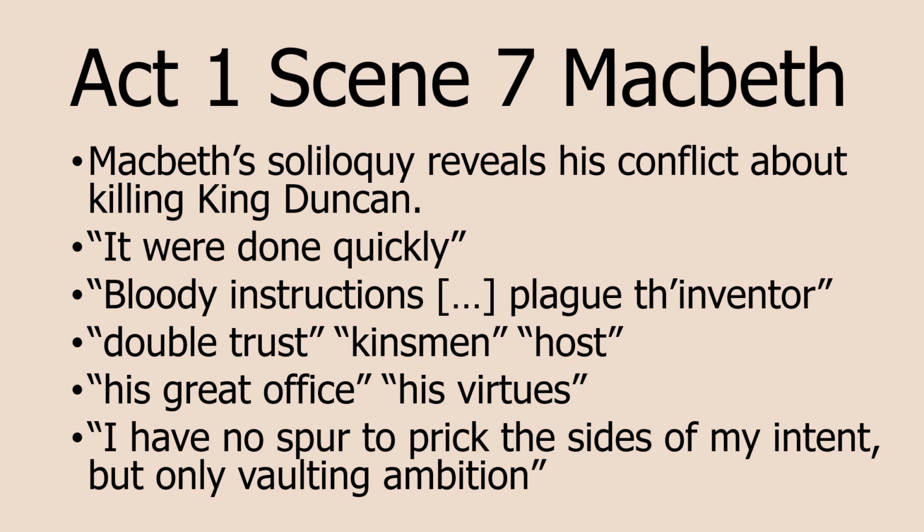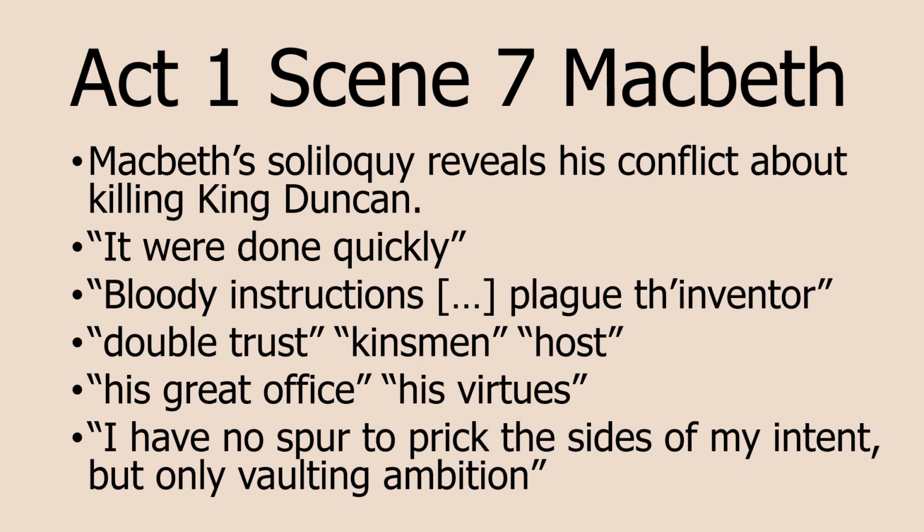So at this point, Macbeth would be alone on stage, and he is speaking out to the audience his thoughts and feelings. And he's revealing that he's conflicted about the plan to commit regicide and kill King Duncan. He starts off by realising that in order to become king, he would have to kill King Duncan, and if he were to do it, he might as well do it quickly, "it were done quickly", and get it over with. But the more he thinks about it, the more he thinks he's writing bloody instructions that will come back to plague himself, the inventor.